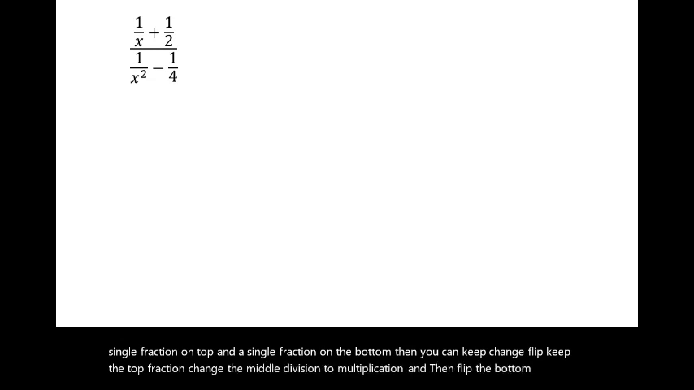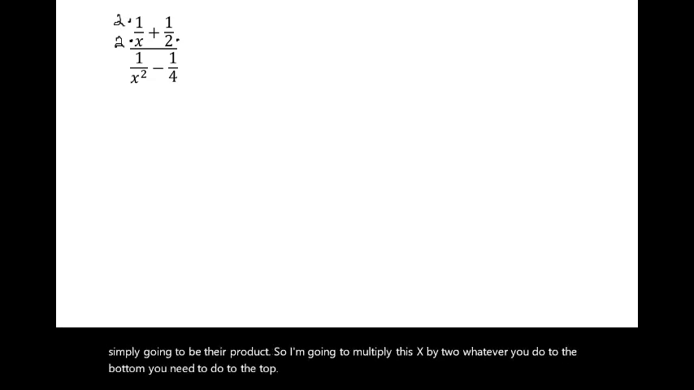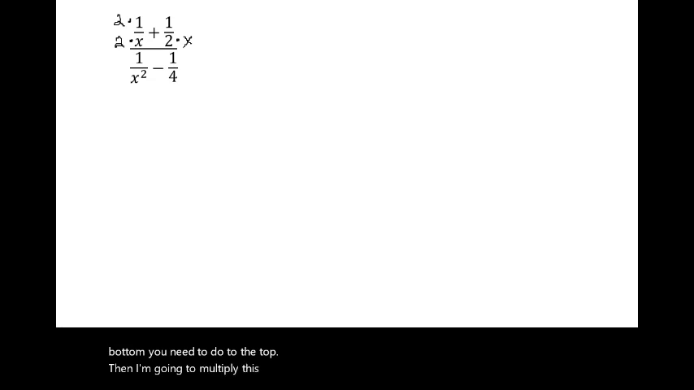So taking a look at this next one, we have 1 over x plus 1 half, over... We're going to find common denominators between them. So since the two denominators have no common factors, the lowest common denominator is simply going to be their product. So I'm going to multiply this x by 2. Whatever you do to the bottom, you need to do to the top. Then I'm going to multiply this 2 by x, and then whatever we do to the bottom, we need to do to the top.